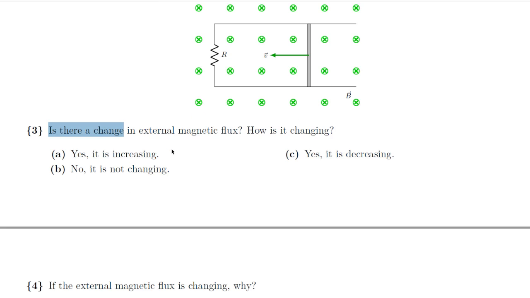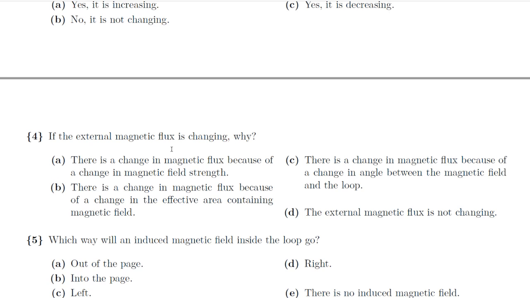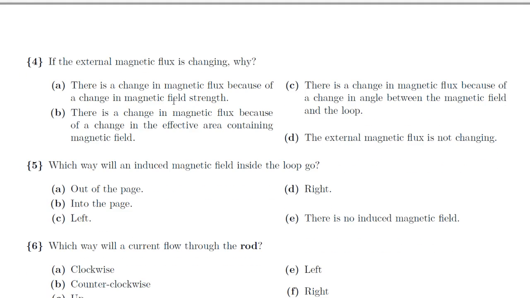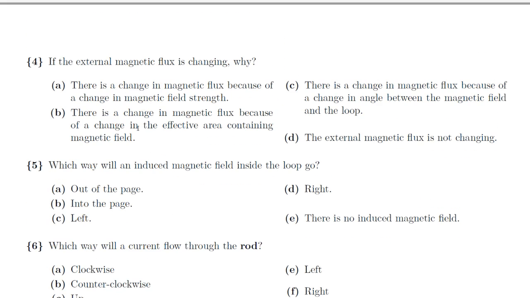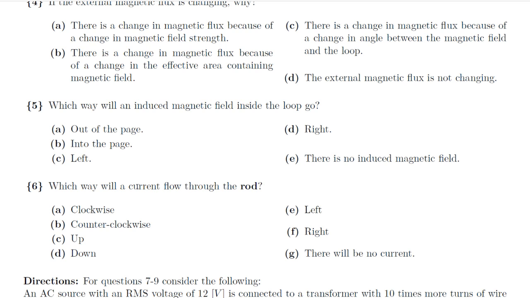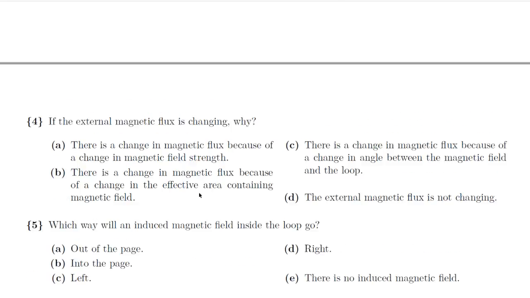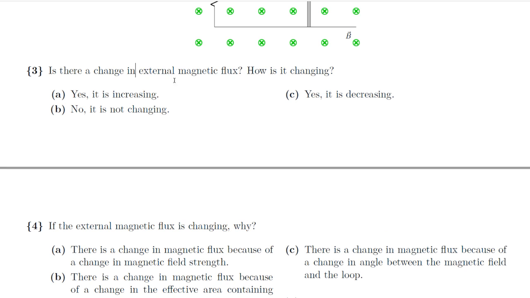So if you skim through questions 3 through 6, these are all questions that pertain to Lenz's law. These are all of the individual steps that lead you to the final result, which is which way the current flows. So we're going to start with, is there a change in external magnetic flux?